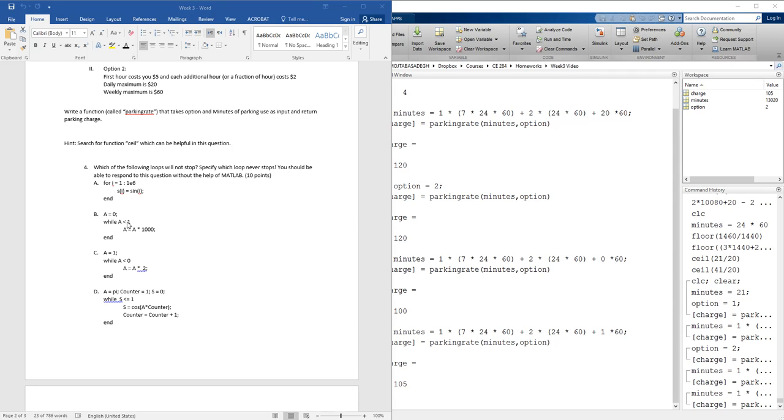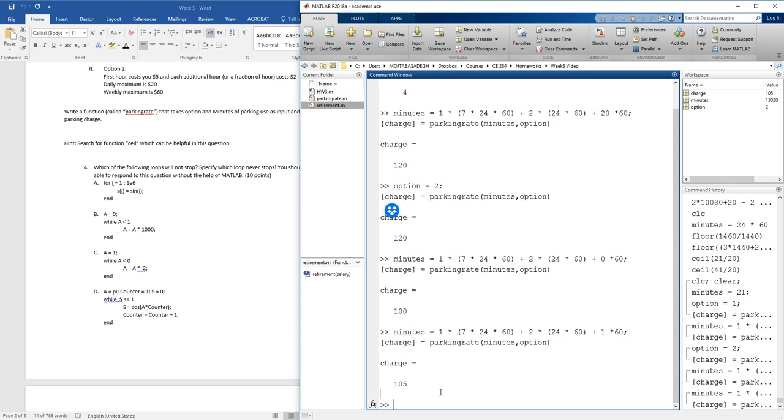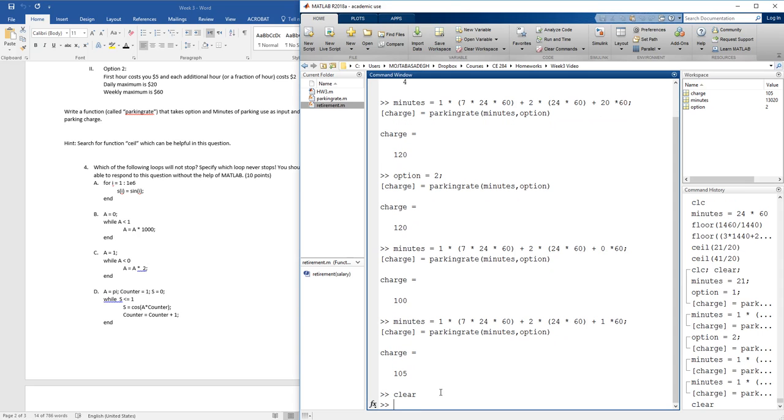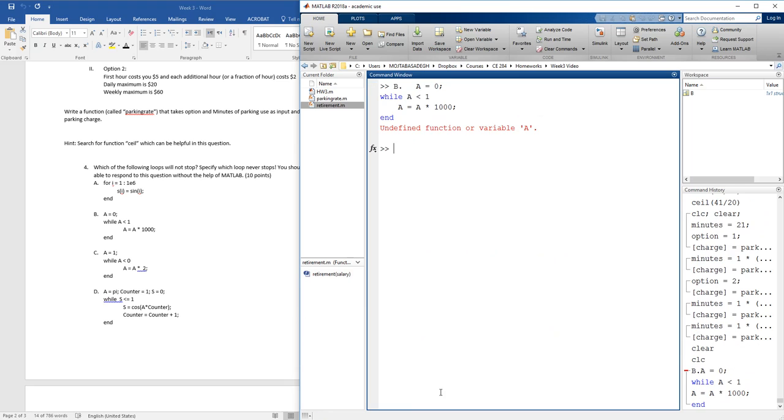while this statement is correct, it will keep running, right? So this is 0, 0 times 1,000 is 0, then again 0 times 1,000 is 0, again 0 times 1,000, so it will always remain 0, so 0 is always less than 1, so it will not stop. If you want me to try this, I'm gonna run it for you very quickly. Again, clear and CLC.